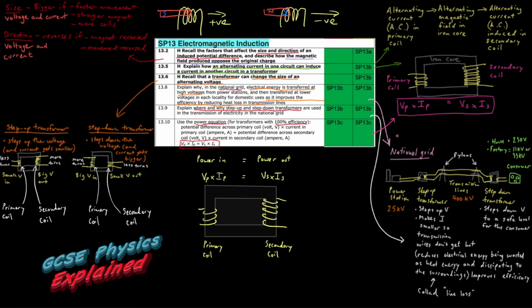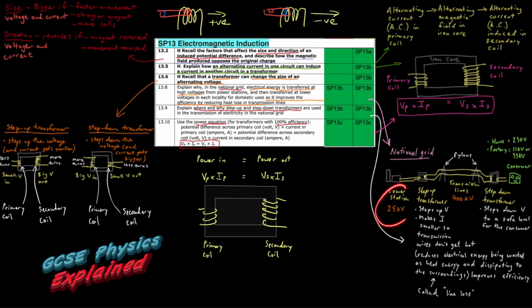Okay, so here's your national grid down here. If they ask you what is the national grid, you say it's the power station, it's a step-up transformer, then it's the pylons, and then it's a step-down transformer. So that is the national grid. And it connects the power station to the consumer. So those wires might go over farmers' fields and everything across the UK.